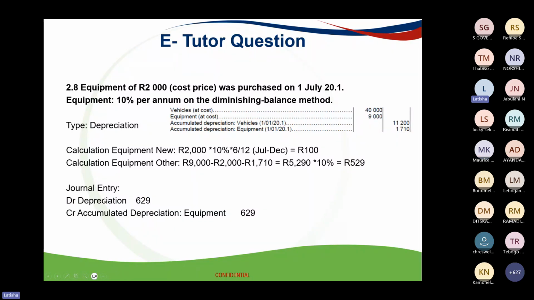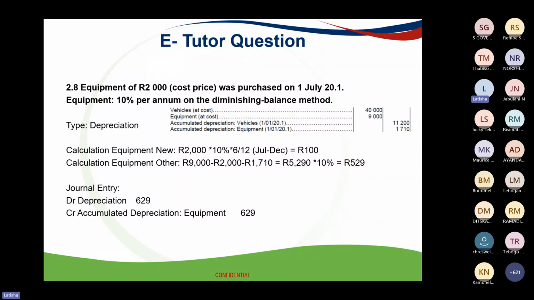So that is why depreciation is an expense. So we debit depreciation of 629 Rand, which is the sum of the 529 plus 100, because they didn't say calculate the depreciation of the equipment for the new equipment only. It says do it for equipment in total. So that is why we have to do both the calculations and debit depreciation of 629 and credit accumulated depreciation of equipment. I know I haven't addressed the vehicles part yet. We'll address the vehicles part on the next slide, but I'll just stop here because there's a lot of questions about the diminishing balance method.